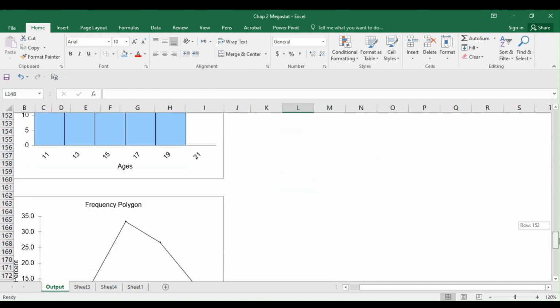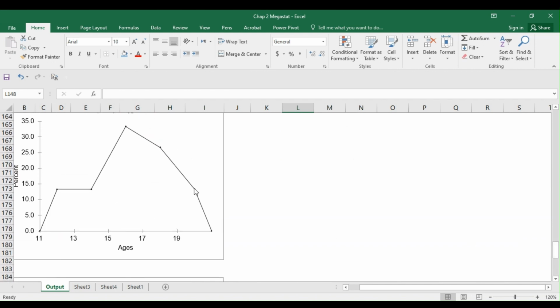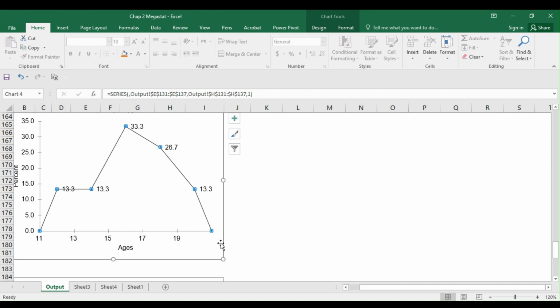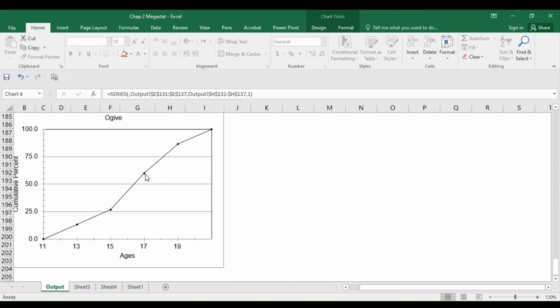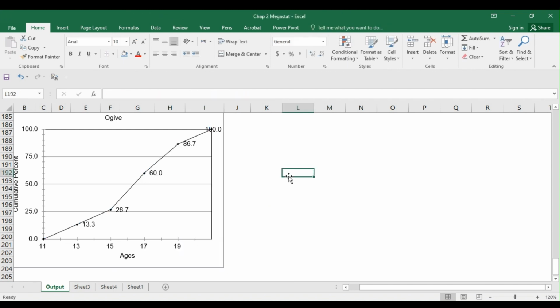Now let us go to the ogive. The same thing goes here. If you want, first right click, add data labels, and you have the percentages. Right click on any point, add data labels. Now, one by one, these are your cumulative percentages. The first one is 13.3, then 26.7, then 60, and the last one is 100.